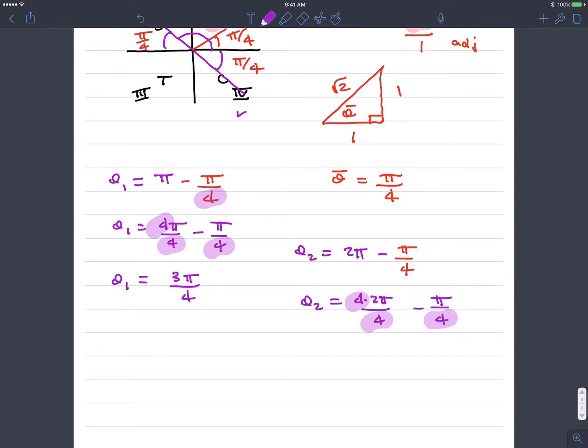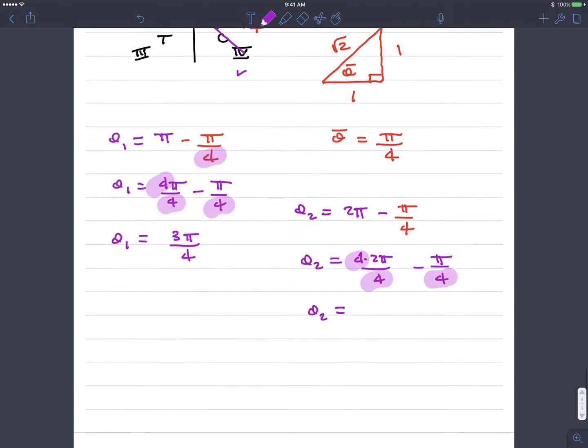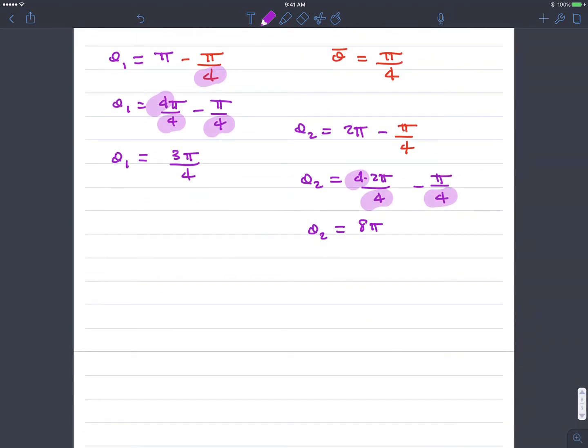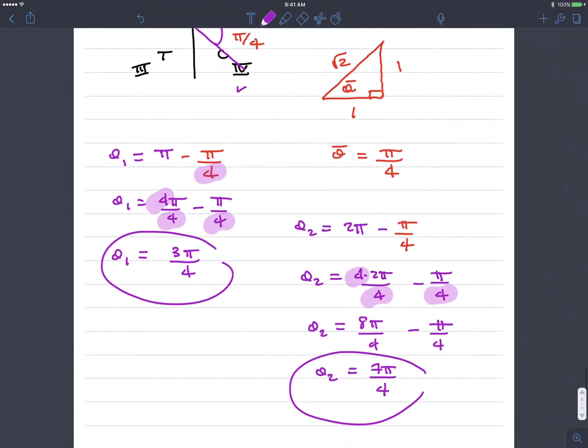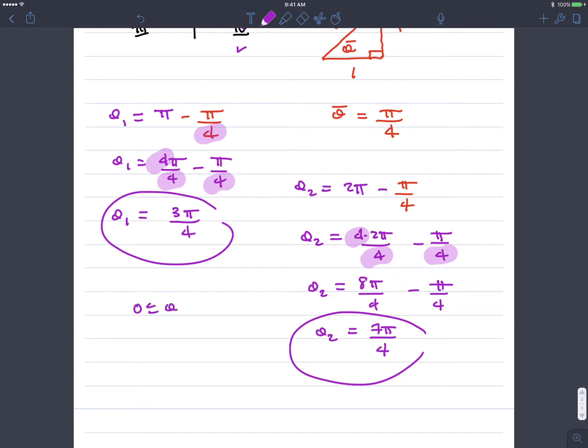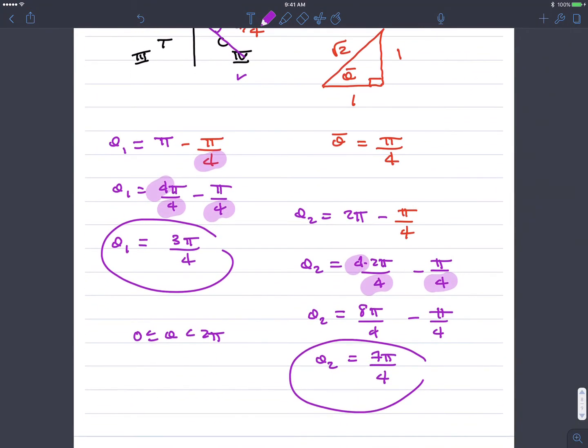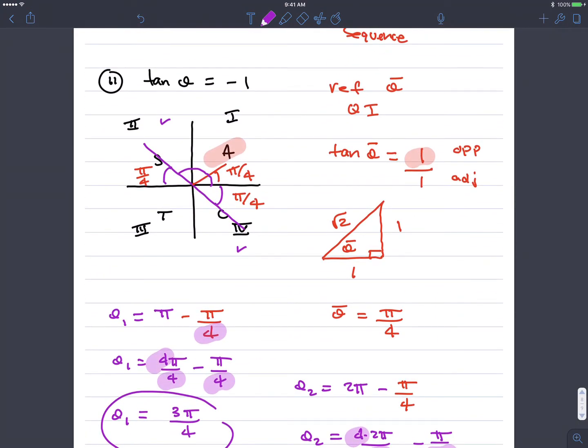So now I know that this theta 2 angle should be really equal to 8 pi over 4 minus pi over 4. So what's theta 2 going to be? 7 pi over 4. It's 7 pi over 4. Good. Here's my angle. Here's my first angle. Now, these are solutions in the interval from what? 0 to what? 2 pi. Okay, so let's find out where this is. Oh, we're going to say this angle here is 3 pi over 4. And then this angle over here is the what? 7 pi over 4 angle. Okay?